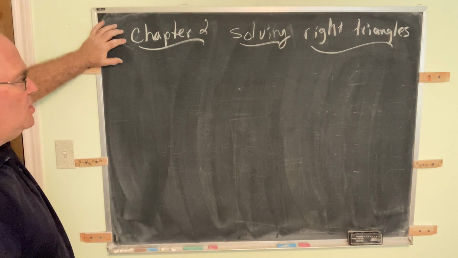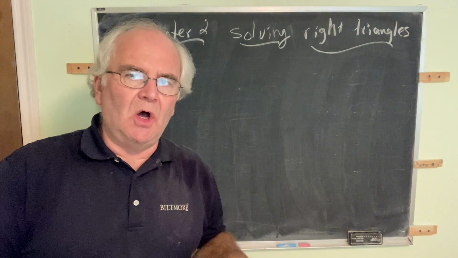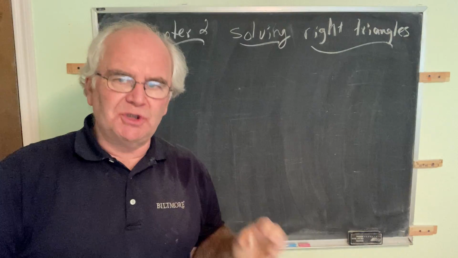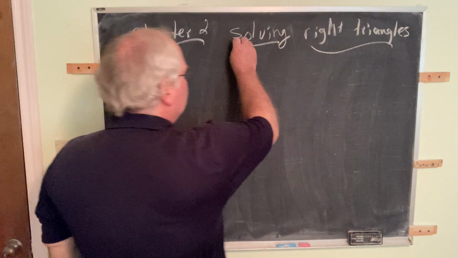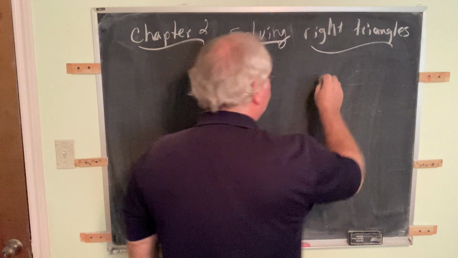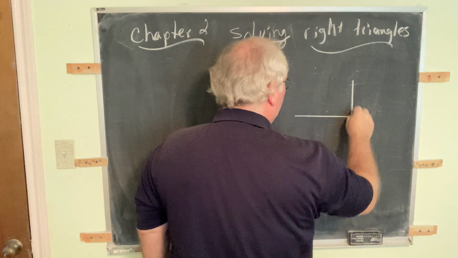As we start chapter 2, really the goal of chapter 2 is a process called solving right triangles. Now, first off, what does it mean to solve a triangle? Well, suppose I have any right triangle.